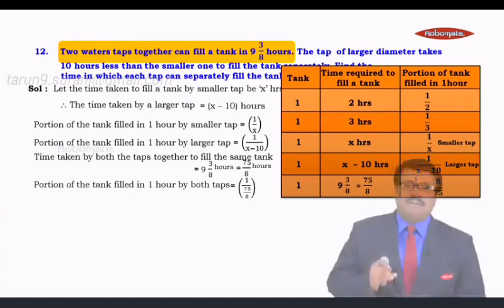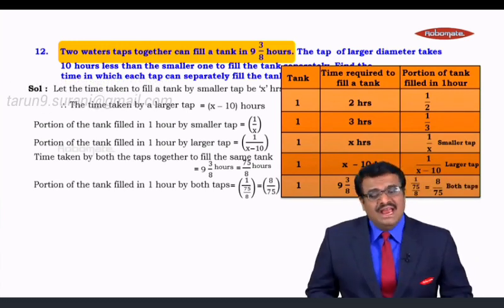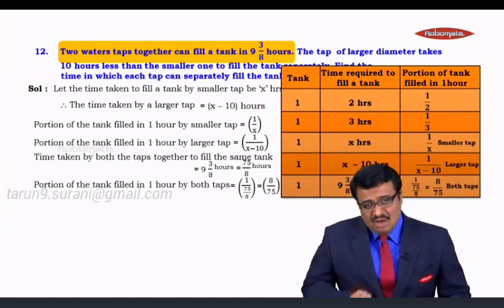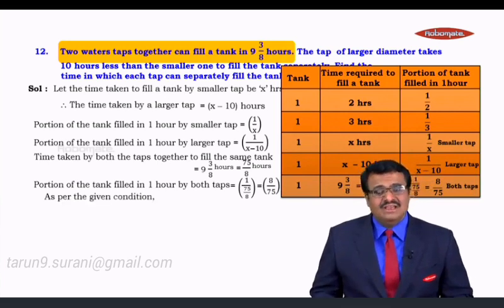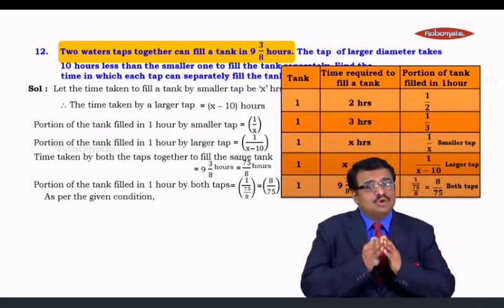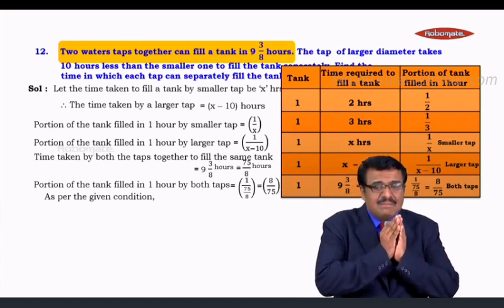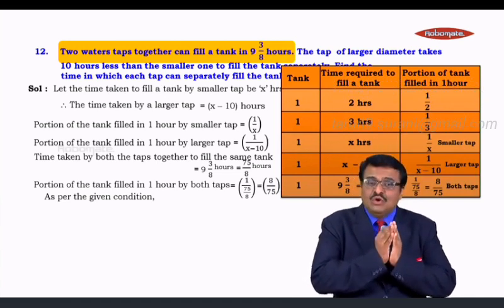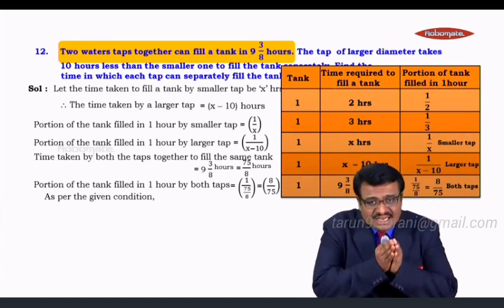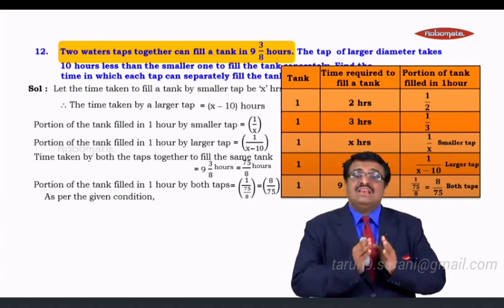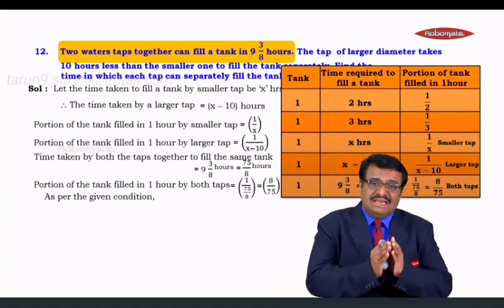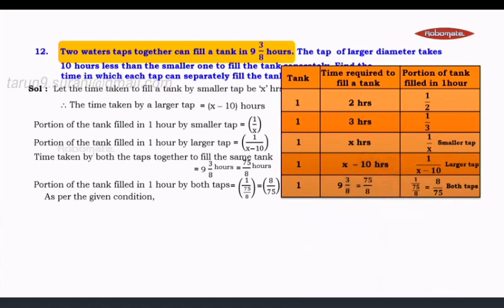1 upon 75 upon 8, which is equal to 8 upon 75. Now from the table, let us try to form the equation. We know the portion of the tank filled by the smaller tap in 1 hour, 1 upon x. We know the portion of the tank filled by the larger tap in 1 hour, 1 upon x minus 10. We also know the portion of the tank filled by both the taps in 1 hour, which is 8 upon 75. Yes or no? So using all these three, we can form the equation.